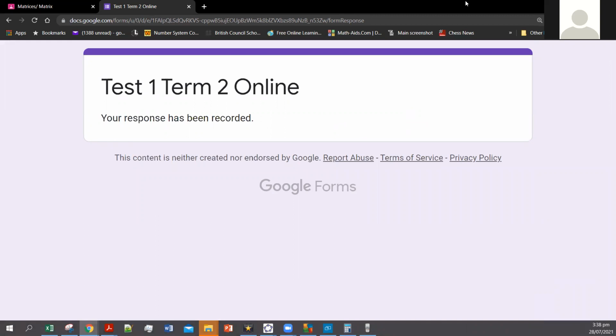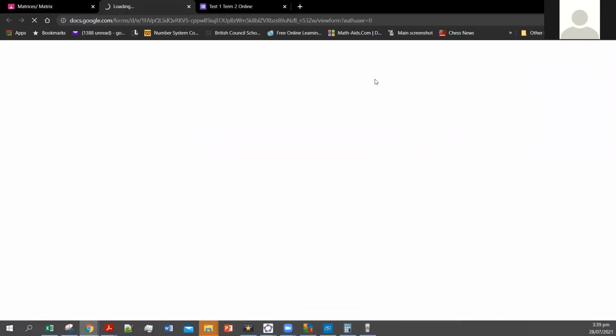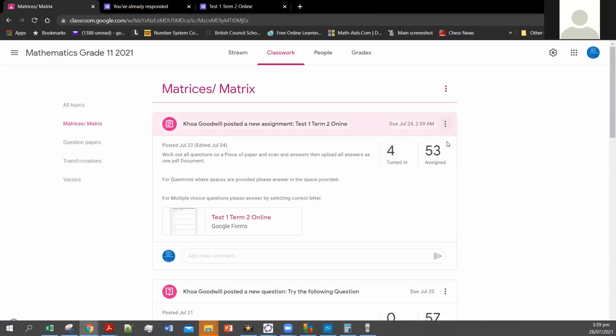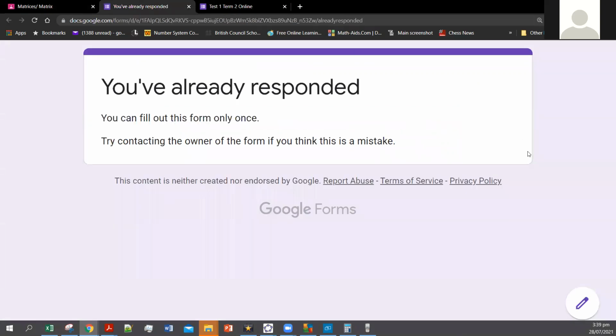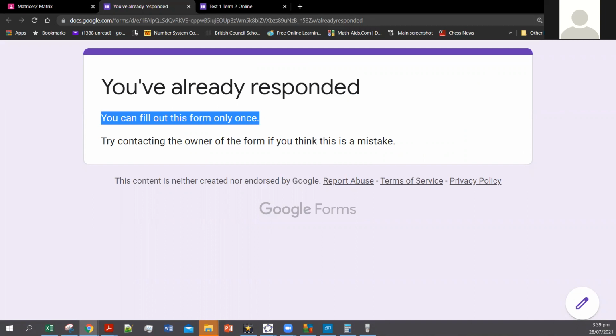That is it. So that's basically what we wanted to do for the test, and it was supposed to be done. So once you have done the test and you are done with it, under the test itself here, if I click on it, it will open up on the side. You can see I cannot do it again because I have already done it once. And that is basically how it is.